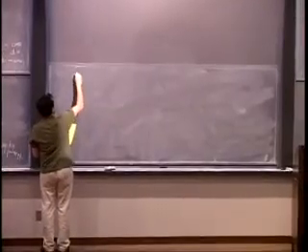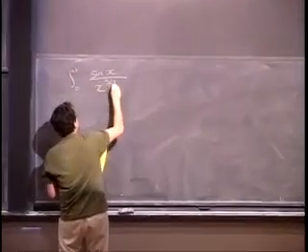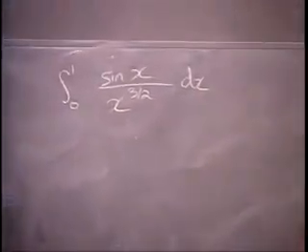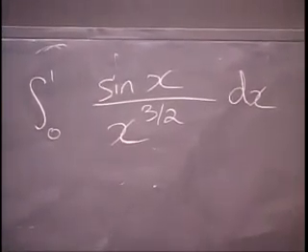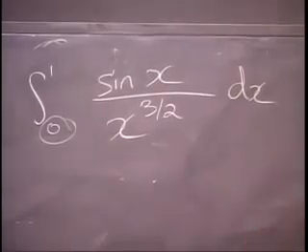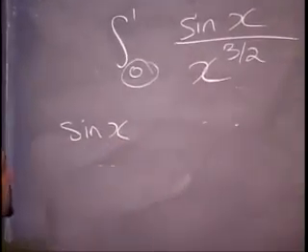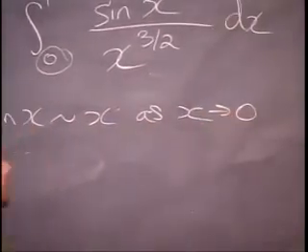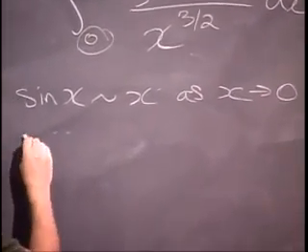Consider this integral: sine x over x to the 3/2. This is very similar to one we did earlier, sine x over x squared. The problem spot is at 0 again. That's the only problem spot. So how do I deal with this? Sine x behaves like x as x goes to 0. Sine of small looks like the same small. So now divide by x to the 3/2.